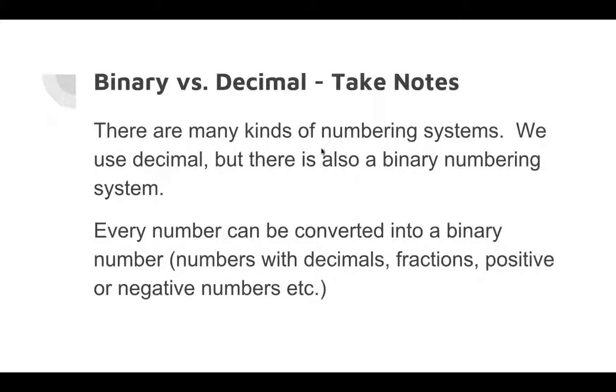So there are many kinds of numbering systems. We usually work with a decimal system. That's what we usually use in math. But there's also a binary numbering system, and every number can be converted into a binary number. So normally numbers are, let's say, 25 or 100, 1,862. What we're going to be learning is how to write those numbers using just a 0 and a 1. And we're going to go through that. So any number, decimal, fractions, positive or negative, can be represented by the binary system.